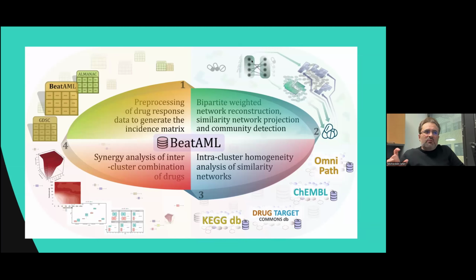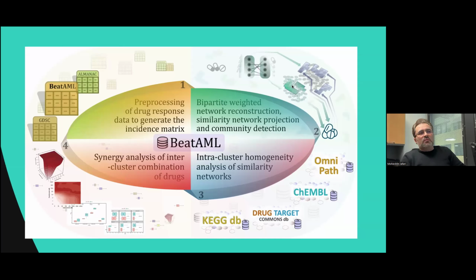Then we reconstruct a bipartite network, as you can see here, but a weighted bipartite network. The weight is related to the cell viability. They are bipartite because one part is related to the patient samples, the other part is related to drugs, and there is an interaction between them which is related to cell viability. And then we project the network based on this bipartite network, so we have two unipartite networks in this case.